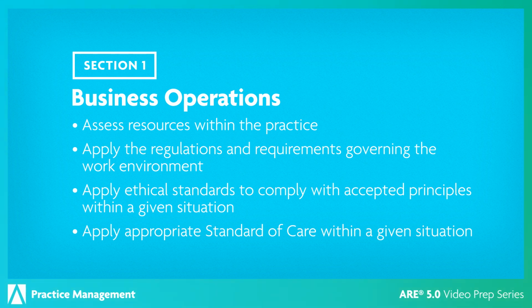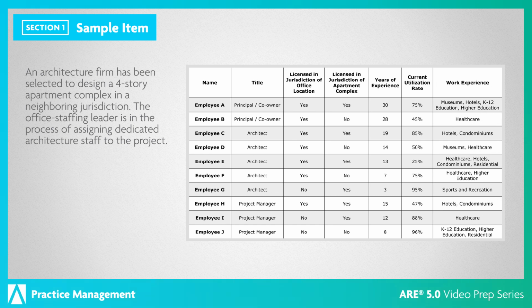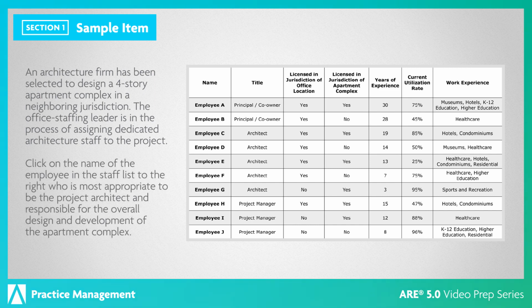Let's look at a sample question. An architecture firm has been selected to design a 4-story apartment complex in a neighboring jurisdiction. The office staffing leader is in the process of assigning dedicated architecture staff to the project. Click on the name of the employee in the staff list who is most appropriate to be the project architect and responsible for the overall design and development of the apartment complex.